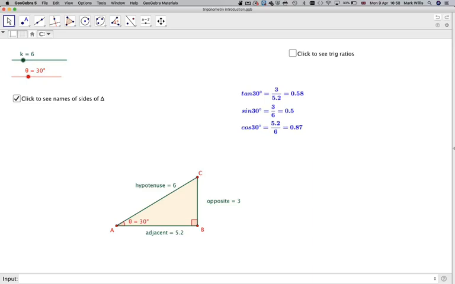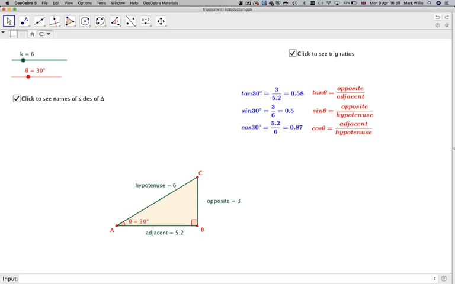Now initially the angle here is 30 degrees. If you look here, we have some ratios. The ratio of tan is the opposite side divided by the adjacent. The sine is the opposite divided by the hypotenuse, and the cosine is the adjacent divided by the hypotenuse.